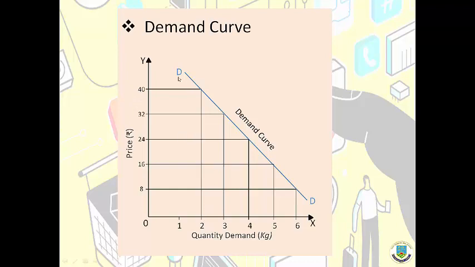So if we join the line, we get a demand curve DT. And students, always remember, a demand curve generally slopes downward, okay, from left to right.